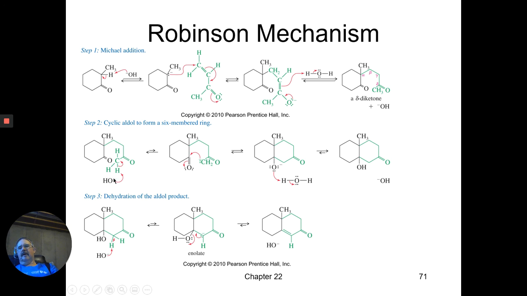So we're going to remove a hydrogen from this position. That will attack this carbonyl carbon, and oxygen will become protonated. So this is our aldol product. And then this can easily undergo dehydration. Normally, hydroxide's not a good leaving group, but this is thermodynamically favored because we form an alpha-beta unsaturated ketone.